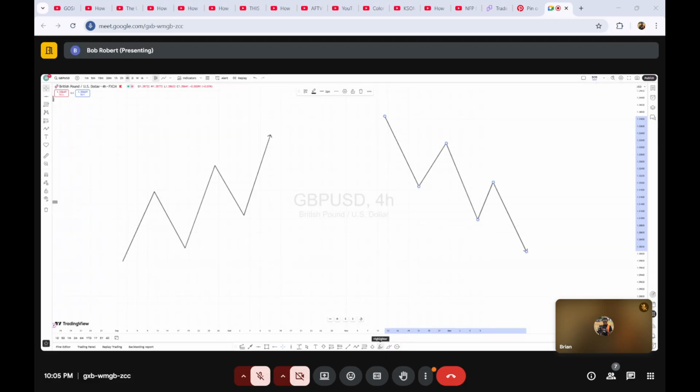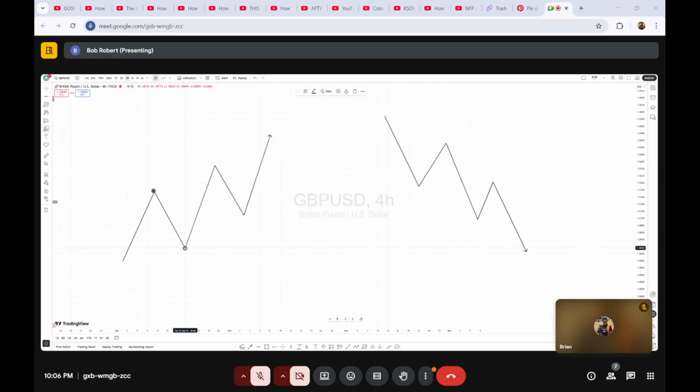It's also called the swing structure. They basically mean the same. So this is the external swing high. This is the external swing low.